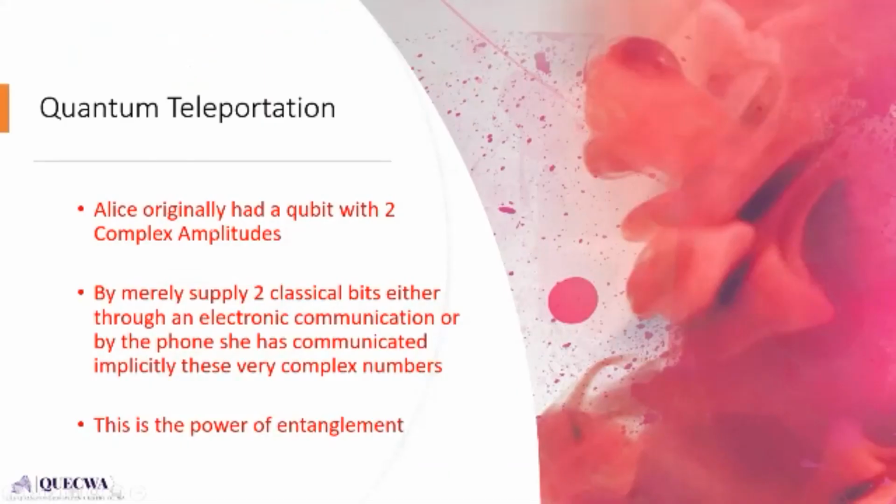So what have we done? Alice originally had a qubit with 2 very complex amplitudes on, because the qubit was in a superposition state. And we don't know those complex amplitudes. And by merely supplying 2 classical bits, which are either 1 or 0, we have implicitly communicated those 2 complex amplitudes values to Bob. And by doing those measurements, he will come to the same qubit as Alice's original. Wow.